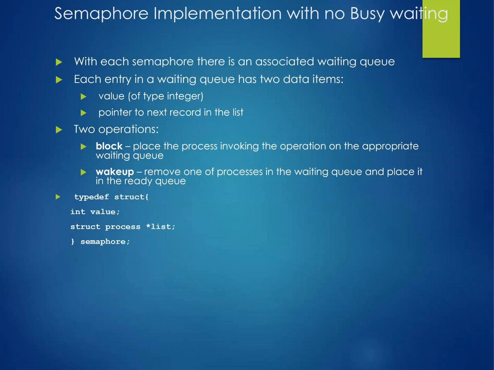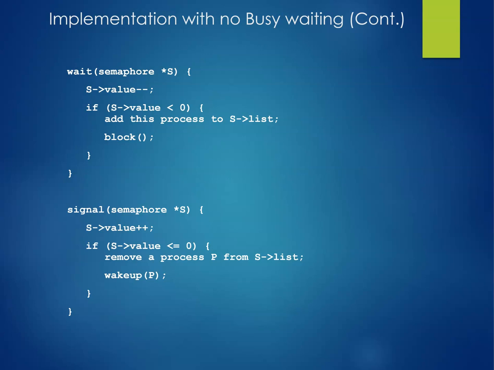So we define a structure semaphore, which has a value and the next pointer to the list of processes. So wait basically decrements the value. And if the value is less than 0, we add this process to the semaphore's list, and then we block. Signal, on the other end, increments that value. And if we're in our appropriate range, we then remove a process from the list and we wake it up.